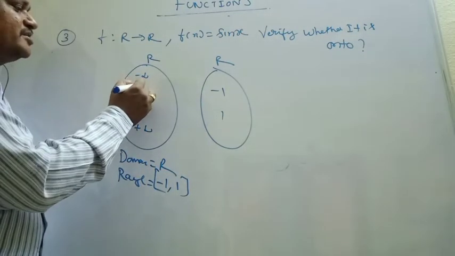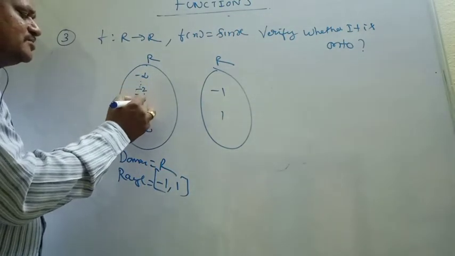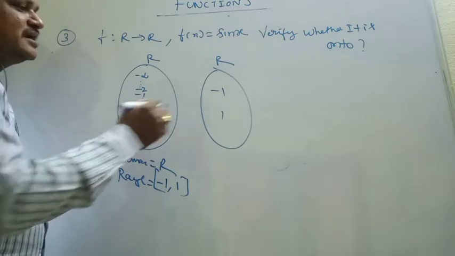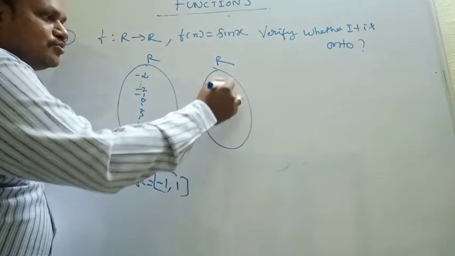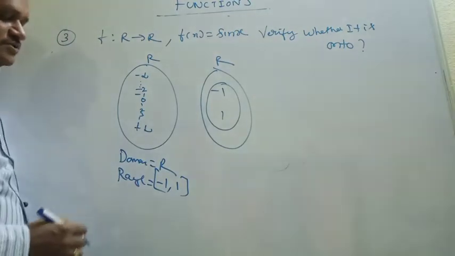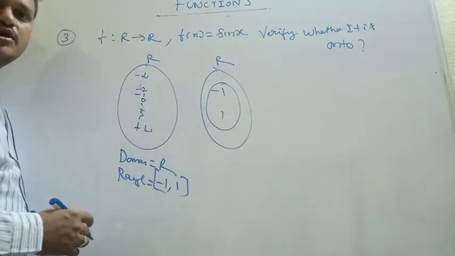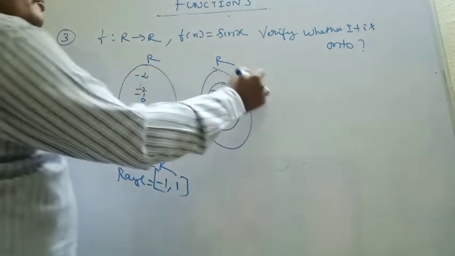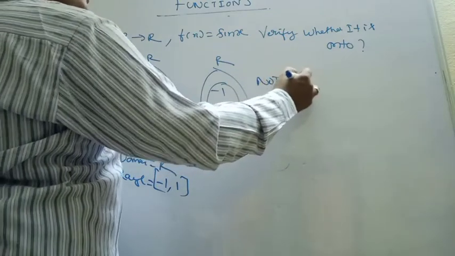The domain is minus infinity, and so on up to minus 2, minus 1, 0, 1, 2, 3, and so on, and its range is from minus 1 to 1. Therefore, range is not equal to codomain. Therefore, it is not an onto function.